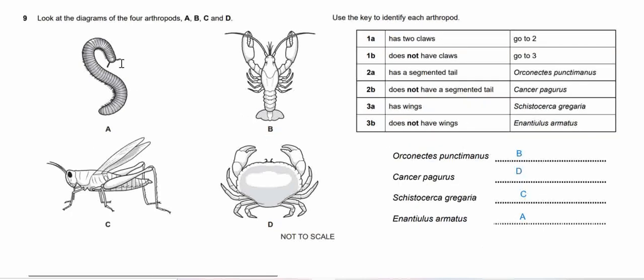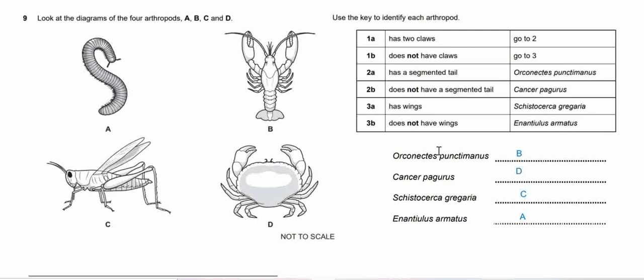Let's start from A. A, from the first question, has 2 claws? Definitely not. So we go to 1B. Does not have claws. Yes. So A fits 1B, then we have to go to 3. Let's go to 3. Has wings? Definitely no wings, so does not have wings is 3B. So it will be this animal.